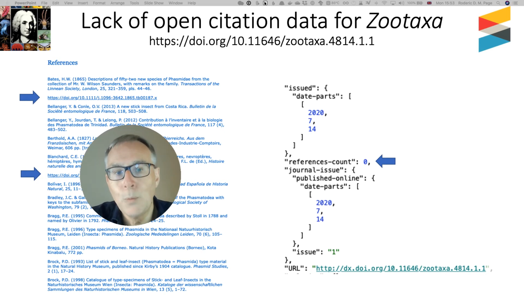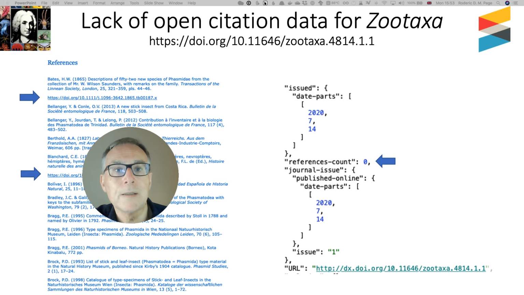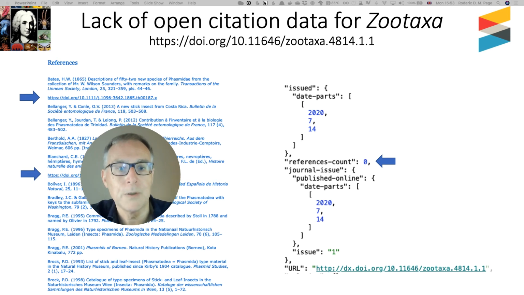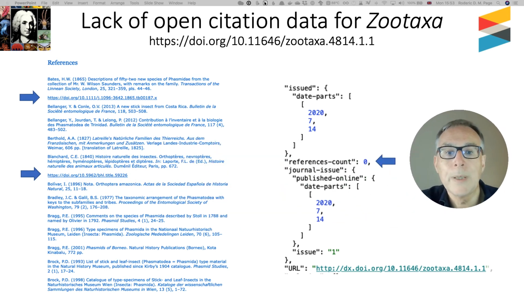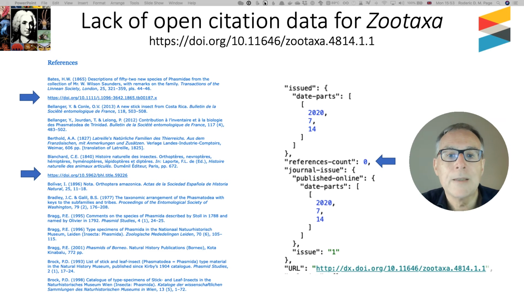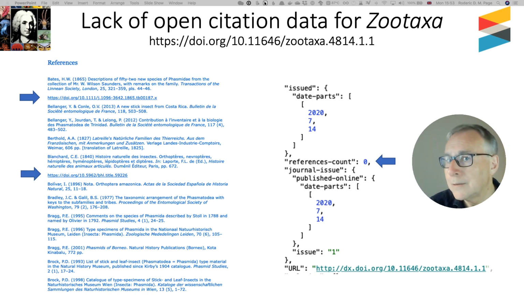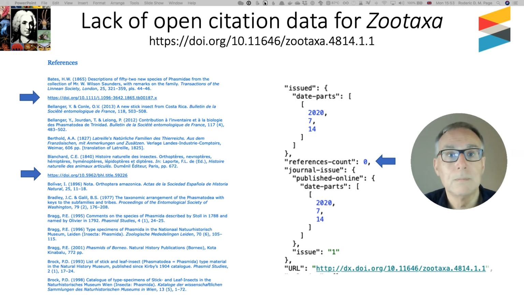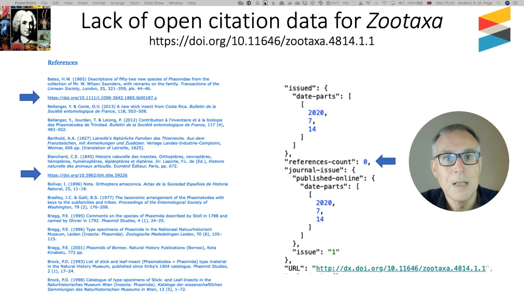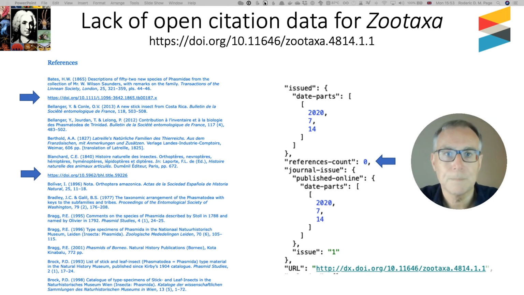To make things slightly worse, when Zootaxa sends its information to Crossref and uploads a DOI, that information looks like this, and you can see here the reference count is 0. So Zootaxa doesn't send even the list of DOIs that it cites to Crossref. So getting open data for this journal is very difficult.